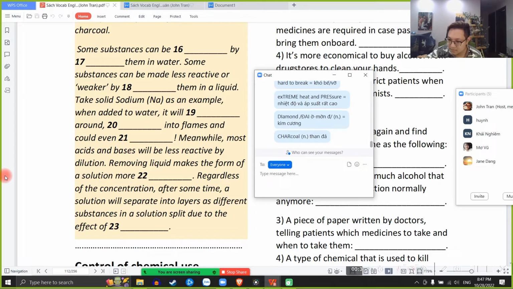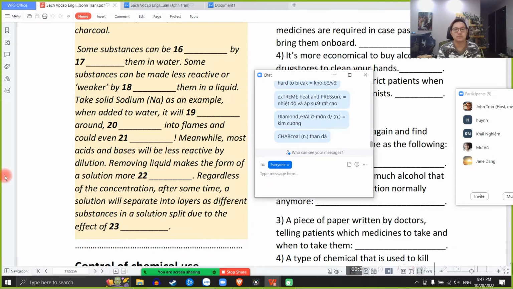will be less reactive by dilution. Removing liquid makes the form of a solution more condensed.